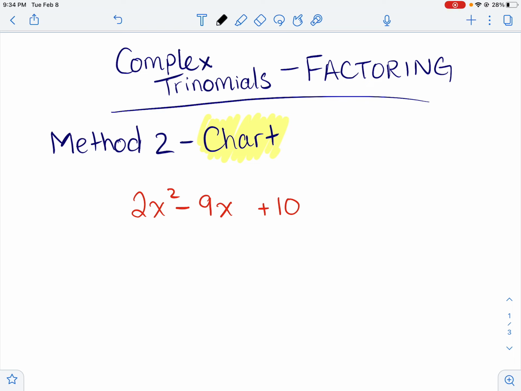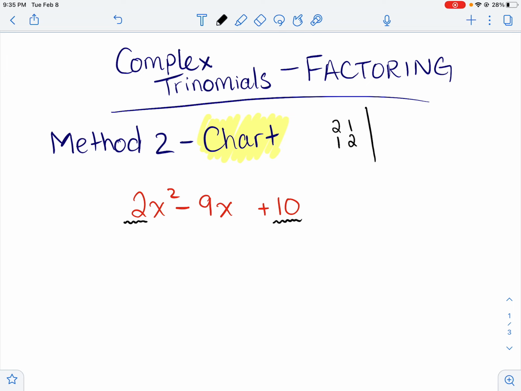Okay, so here's how we're going to do it. We are going to look for numbers that multiply to 2 and also numbers that multiply to 10. That's our first step, and we're going to set it up kind of like a chart. So I'm going to write everything I know that multiplies to 2. So 2 times 1, and I'm also going to write the reverse of that. So I also know 1 times 2. All right, so I think that's it.